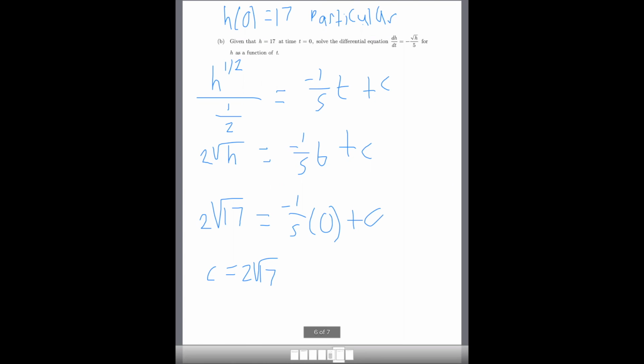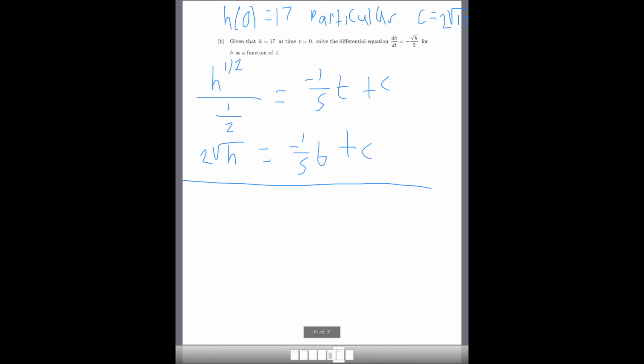Okay, so now I'm going to write that here just so I can finish the problem off without having to keep erasing. At this point, we use the equation we got before, and now we plug in the c that we just got, 2 radical 17. So 2 radical h is equal to -1/5t plus 2 radical 17. Now all we have to do is move things over and simplify, because it has to be in terms of h. H is a function of t, so everything needs to be equal to h.